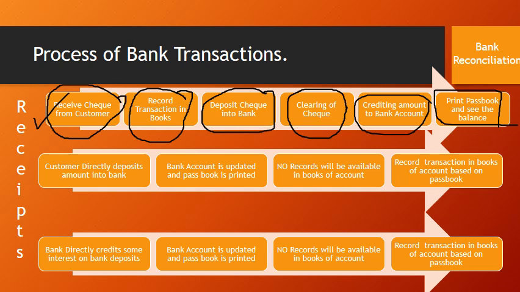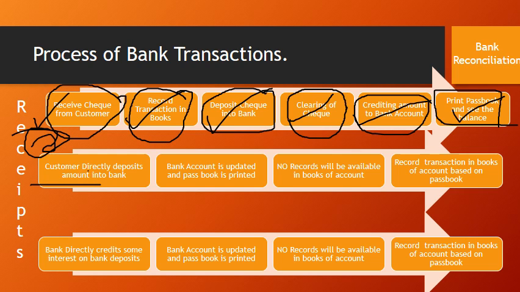The process starts with receiving a check from a customer, recording that into the books of account, depositing it, and then clearing of the check, crediting the amount in the bank account or bank statement, and then printing the passbook. This is the transaction for checks. In the same way, the second way of doing business is that sometimes the business will ask the customer to directly deposit the amount into the bank.